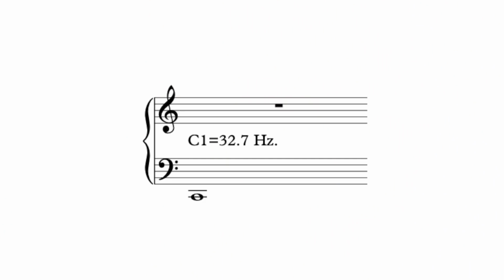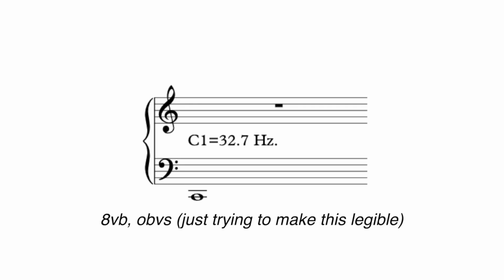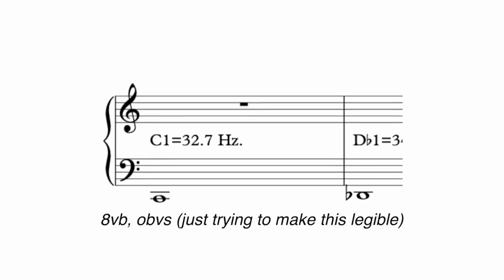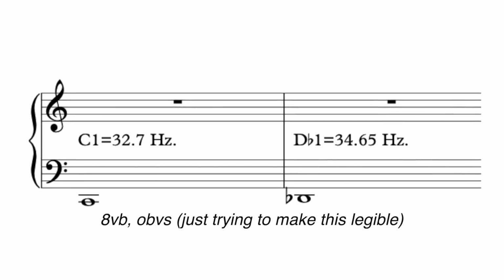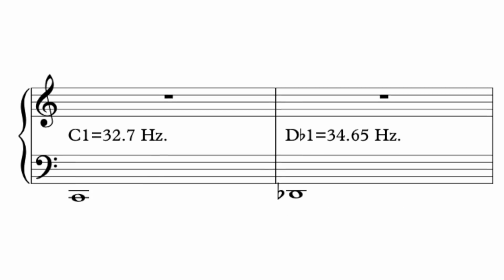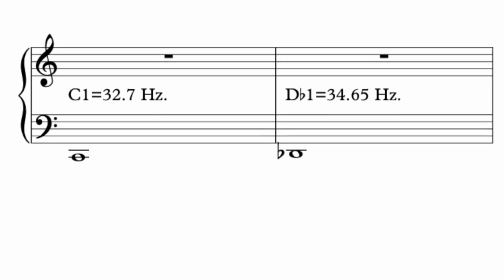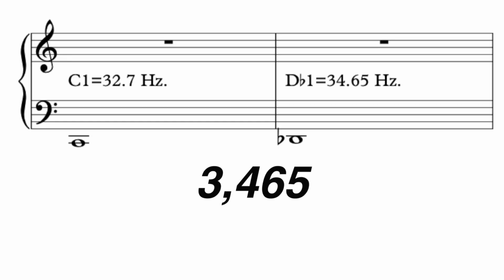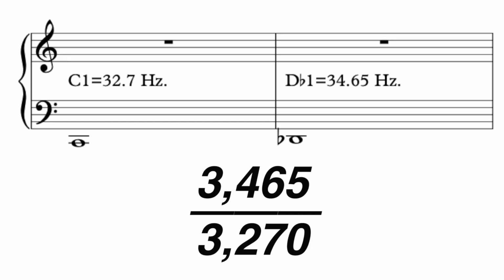But in this case, the pitch C1 has a frequency of about 32.7 hertz. The semitone above C1, C sharp 1, has a frequency of 34.65 hertz. So its frequency ratio, simplified to whole numbers, is 3,465 over 3,270. These are huge integers, and thus this is an extremely complex ratio. So Schoenberg referred to the semitone as rather strange.